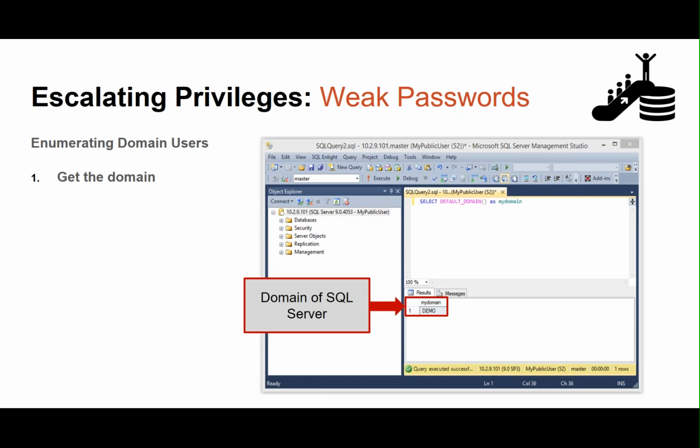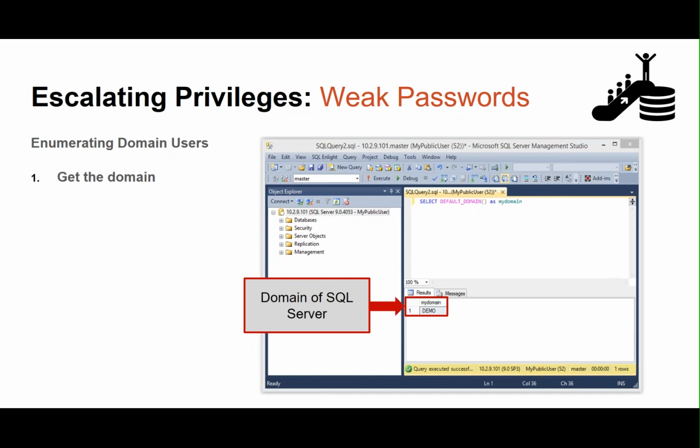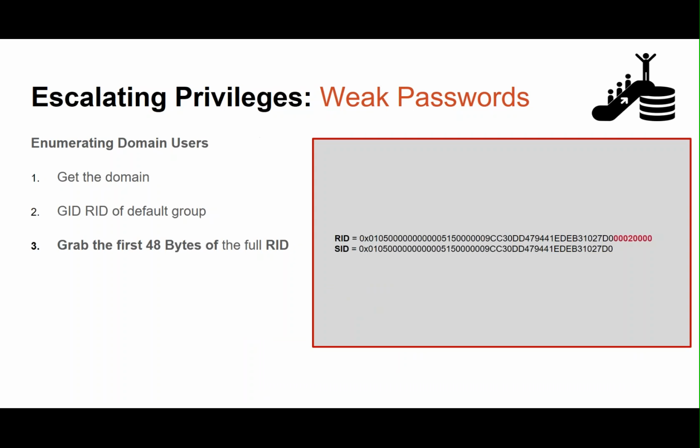The second scenario here is domain user enumeration, and once again, these are all from the least privileged public role perspective. We can get the domain with the default domain function, and then from that, we can create what we know to be a domain group. So I've got the demo domain, and I know Domain Admins exists in every Active Directory environment, since the beginning of time. So I can hand that to SUSER_SID, and then I get a full RID for the Domain Admins group.